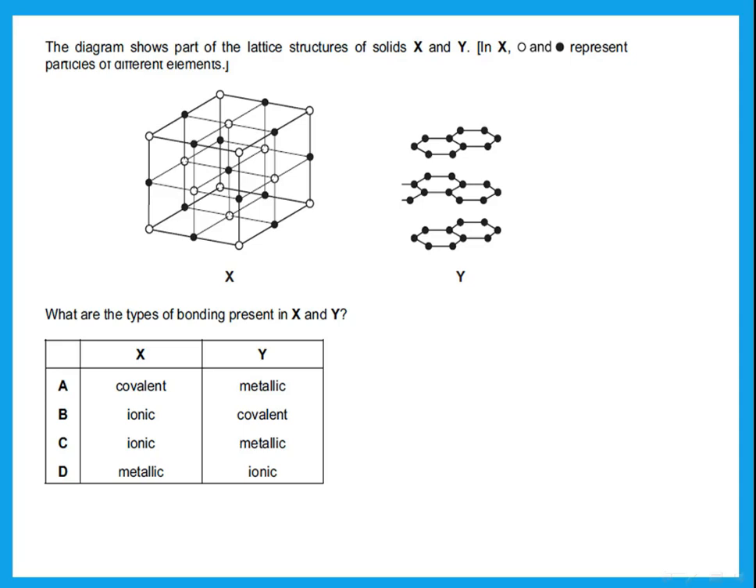Now what is Y? You should recognize that Y is actually graphite, and graphite is made up of carbons that are covalently bonded to each other. So the answer is B.